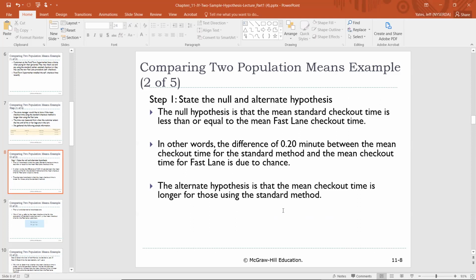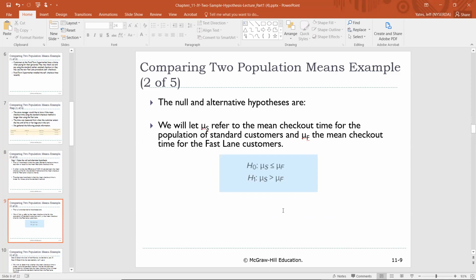All right, so we've got to prove that the fast lane is actually better. All right, so we set mu s to refer to the checkout time for the cashier, the standard time, and mu f to be the checkout time for the fast lane. So our null hypothesis is that standard, the way we do it now, is just as good. Alternatively, it's not just as good, and if we were to reject H0 and take H alternate, then we're saying that the fast lane is better, right? It is a faster way to get through our grocery process.